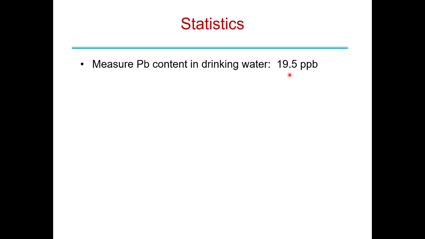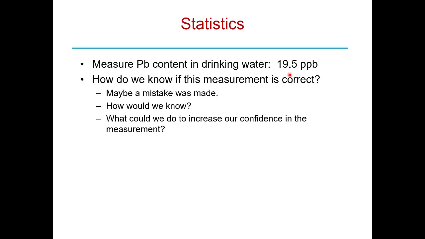Let's say that we measure the lead content in drinking water. There's really no acceptably safe level of lead in drinking water, but we still might want to know what it is. And if it gets exceptionally high, then certainly that's a big problem for a community. Let's say we get a sample of drinking water and we measure the lead content and we get a number, 19.5 parts per billion. Well, how do we know if that measurement is correct?